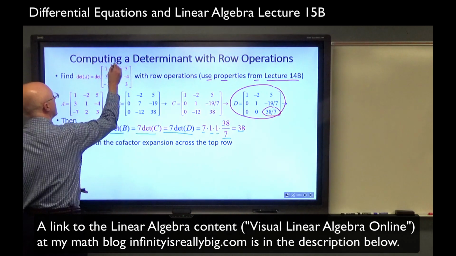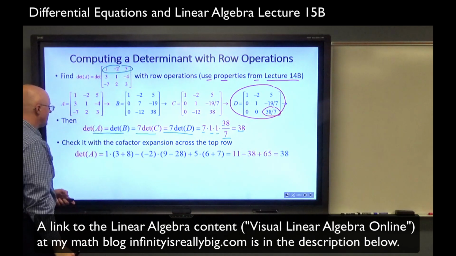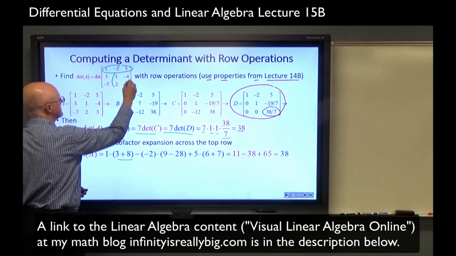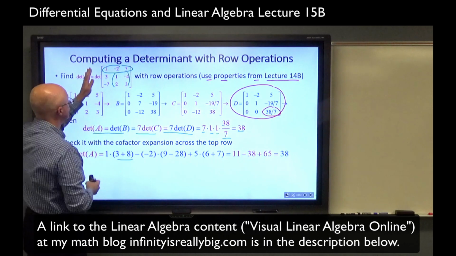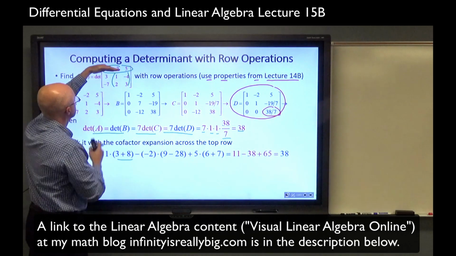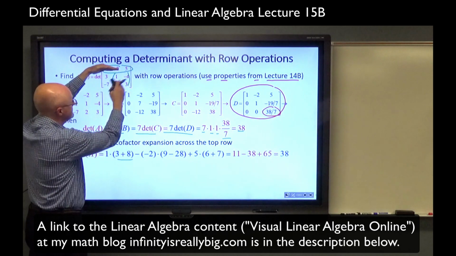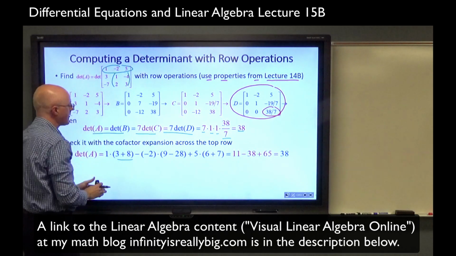Focus on this top row here. I got 1 times 3 plus 8. 3 plus 8 is the determinant of this 2 by 2 submatrix that I get by deleting the first row and the first column from the original. 3 minus negative 8 is the same as 3 plus 8.